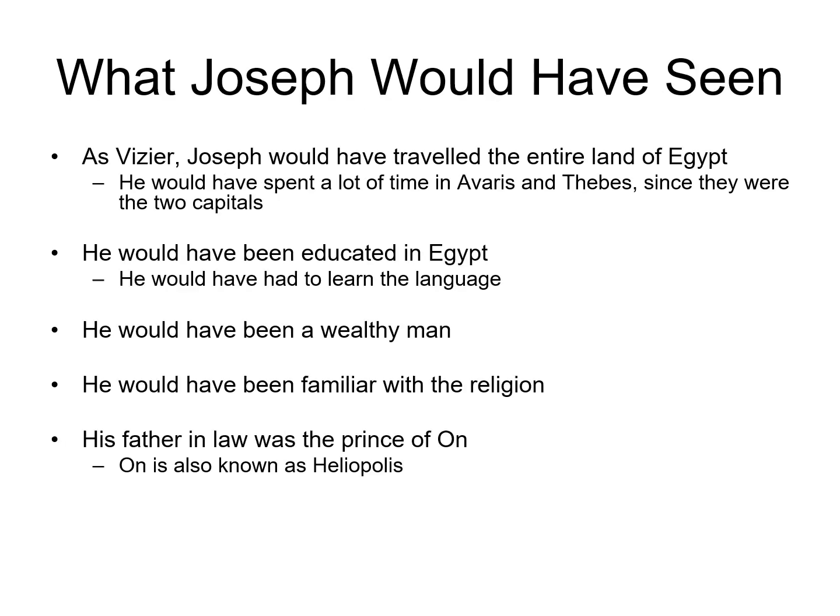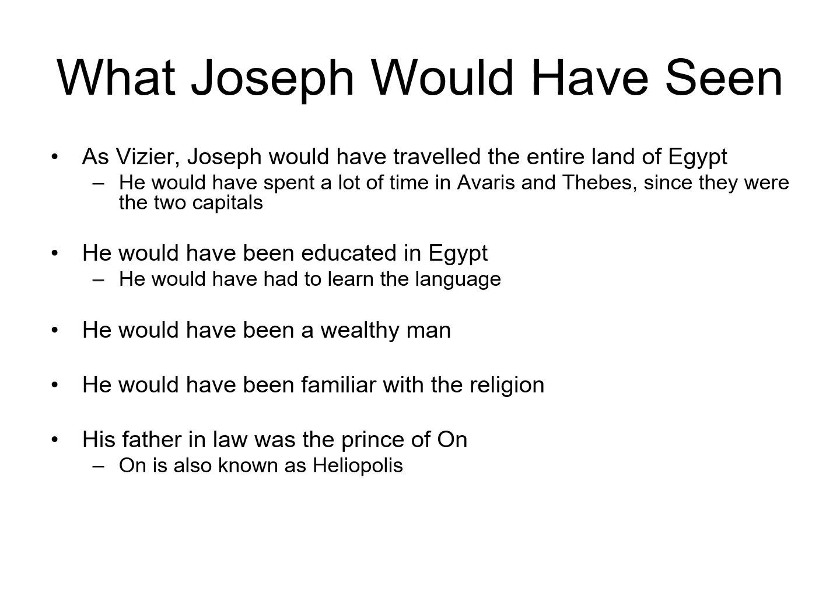So as vizier, Joseph would have traveled the entire land of Egypt. He would have gone to all the major cities, and he would have seen everything in between the cities. He would have spent a lot of time in Avaris and Thebes, since they were the 2 capitals of the country. And he would have been educated in Egypt, which would have meant he would have learned the language, and he would have spent quite a bit of time in the temples, not just for the relationship between government and religion, but also because the temples were also schools. So that's where he would have gone to learn the language.